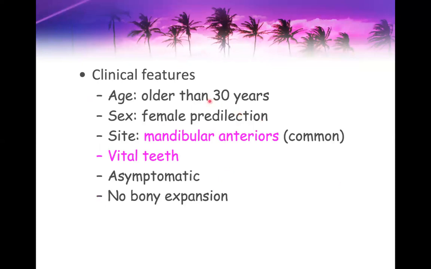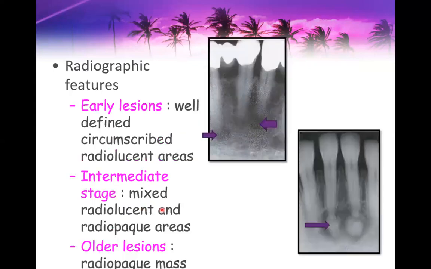Clinical features: it is seen in ages older than 30 years with a female predilection in the mandibular anteriors, and is usually seen associated with vital teeth. Because of that, it is asymptomatic and usually the lesion is noted during routine radiological examination, and there is no bony expansion.